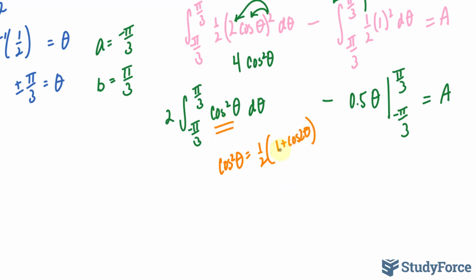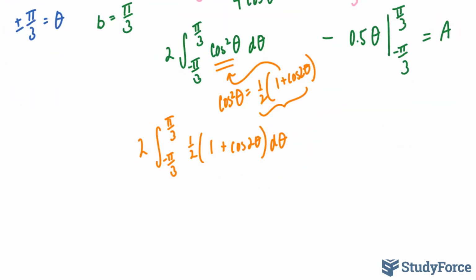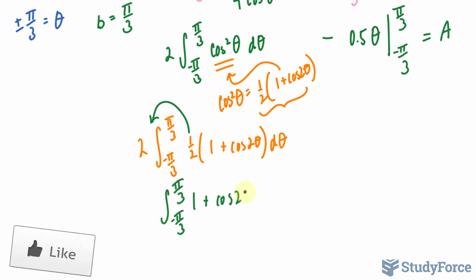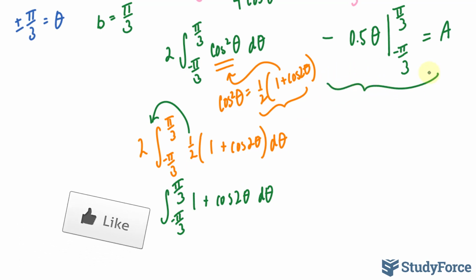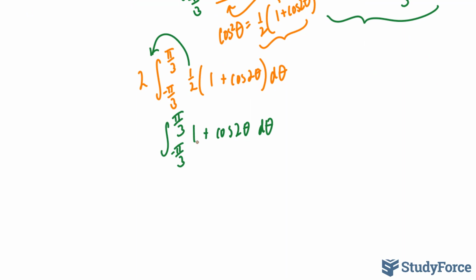Instead of this, I'll use the following. Now that I've rewritten it, you'll notice that if I pull out this half, I end up with 2 times half, which is 1. So we have 1 on the outside, which I won't write. 1 plus cosine 2 theta d theta. And don't forget about this. I'm not going to rewrite it, but keep that in mind for later. The integral of 1 is theta.